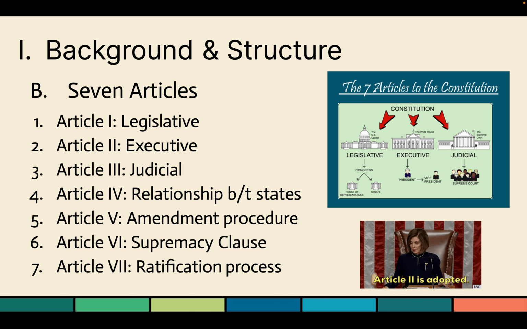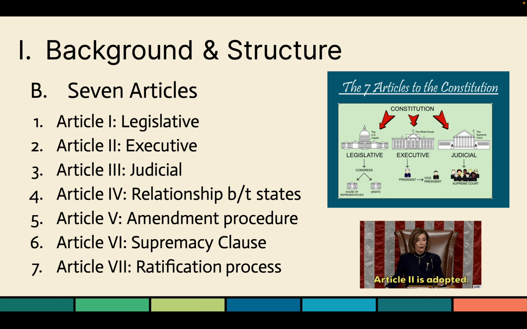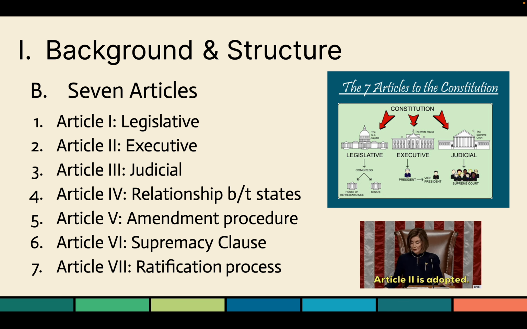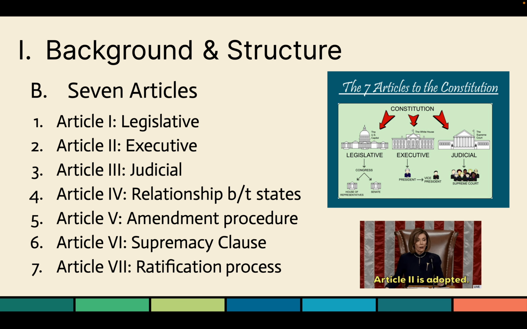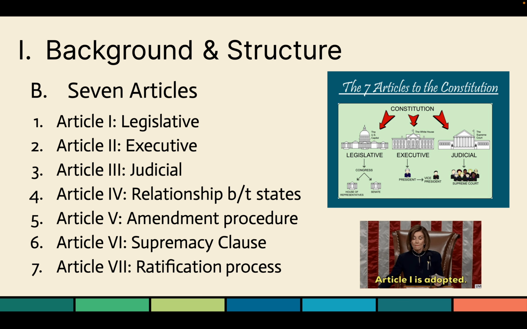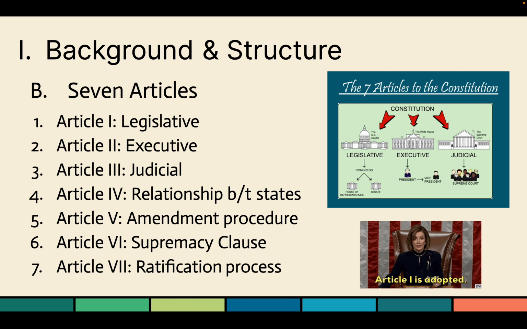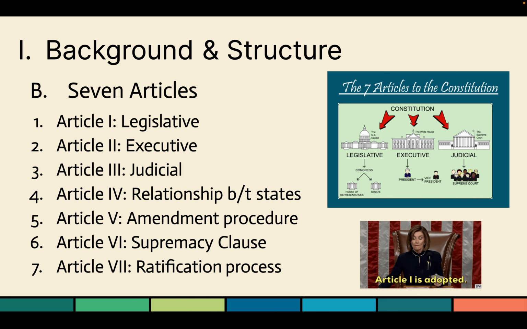Article 5 is all about the amendment procedure. Again, the Founding Fathers knew that the Constitution was going to have to be changed. They knew that as the country continued to grow, as the country continued to expand westward across the North American continent, as technology was changing, as society was changing, the Constitution would need to have additions added to it. So Article 5 talks about the amendment procedure, and we'll look and see what that procedure is in a little bit.